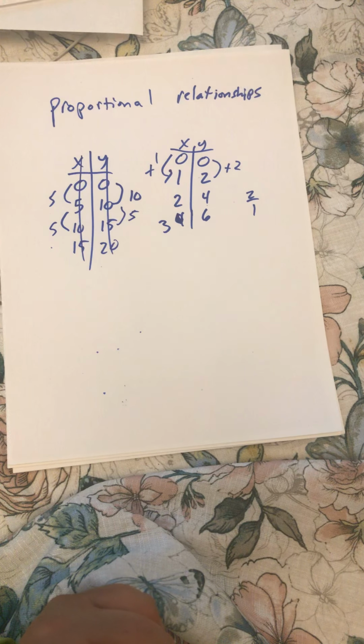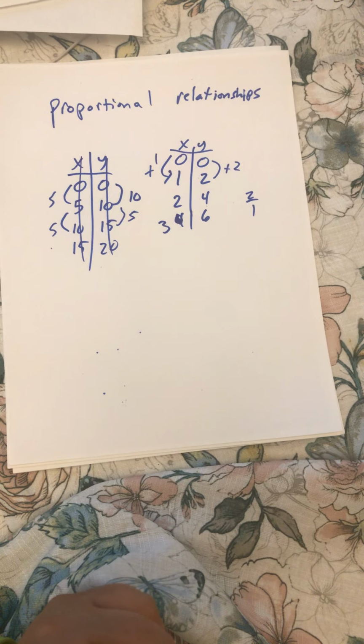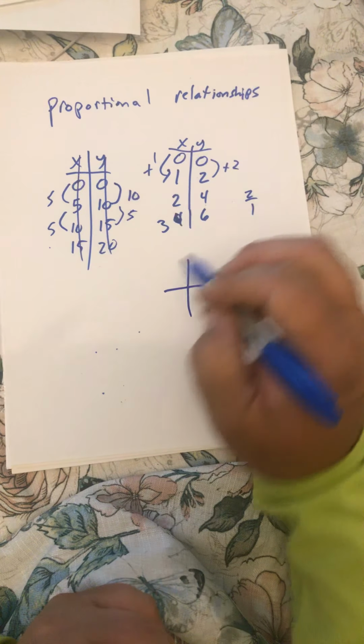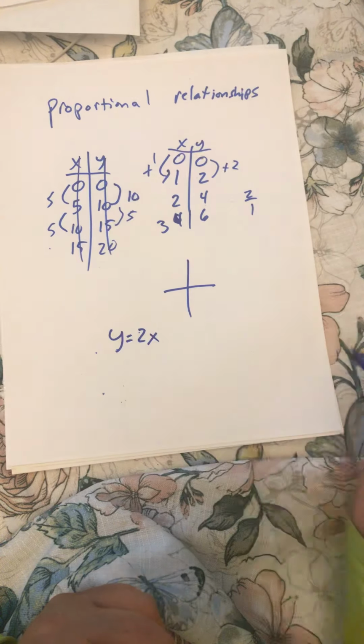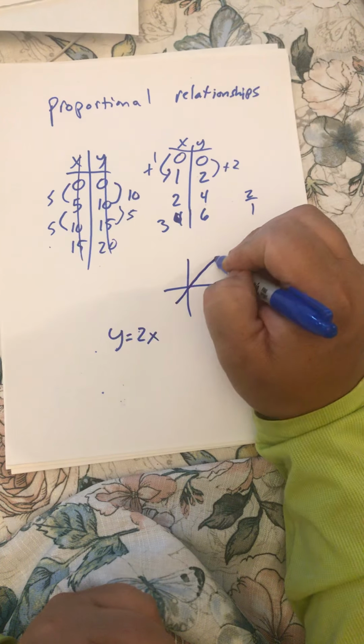So that's that. So that's our proportional relationship. Proportional relationships will always be y equals like 2x, and then they will always go through the origin.